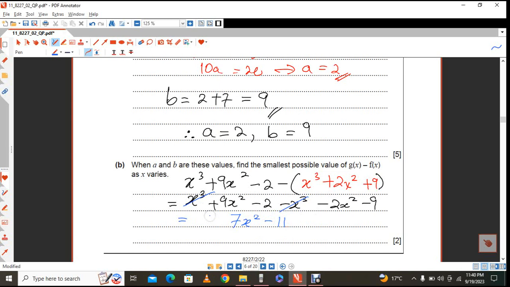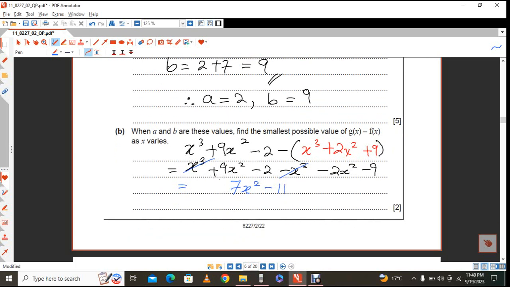Now here's the thing, the smallest value occurs when x equals 0. Therefore, you're going to say 7 and you put a 0 in there, minus 11. So the answer to this question is -11, the smallest value.